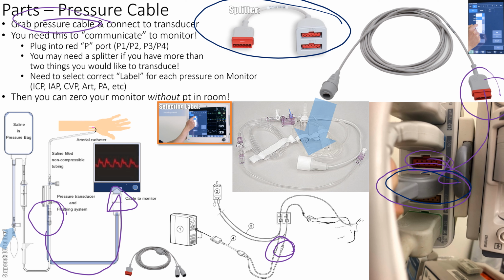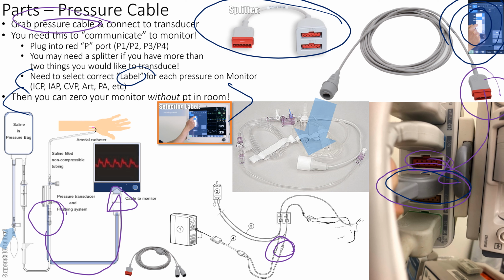It doesn't really matter which one you plug in. I think there's a default one, like if you plug it in, you'll get A line every time. I can't remember which one it is. You just got to make sure you select the correct label on the screen there, right? So once you plug it in, it will pop open. It might show a CVP tracing, a PA tracing, or a white tracing, like an ICP, or even a general pressure tracing. You just got to go down to the settings and select ART from the menu there if it's an arterial line, right? So you select the correct label, and then you can zero the monitor.